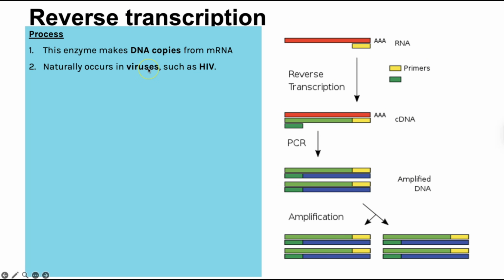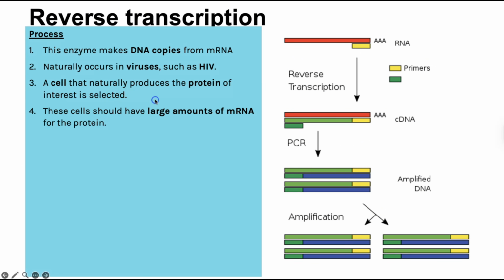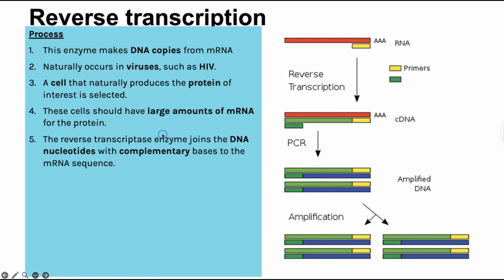And it naturally occurs in viruses. So you learn in topic 2 how HIV has the enzyme reverse transcriptase, and that can make DNA copies from mRNA. So the reverse of transcription. A cell that naturally produces the protein of interest gets selected. Then large amounts of mRNA for that protein should be in that cell and they can be isolated. You would then mix that mRNA that you've isolated with the enzyme reverse transcriptase.